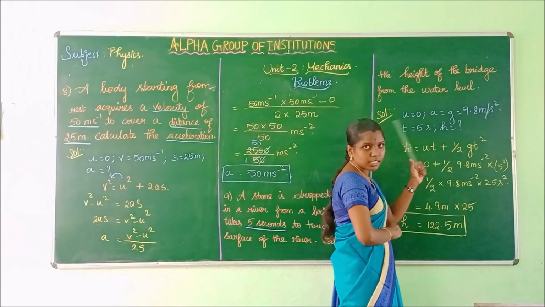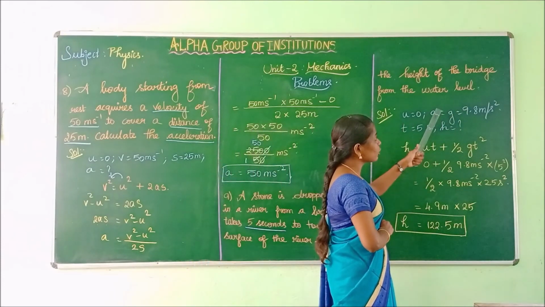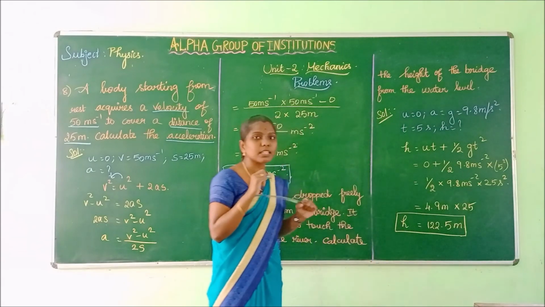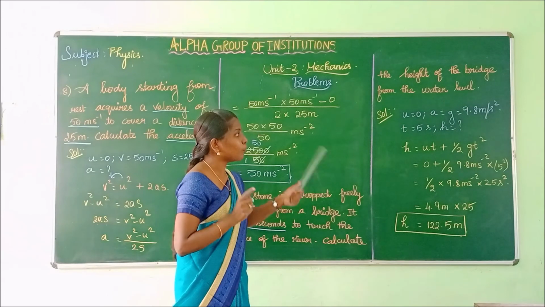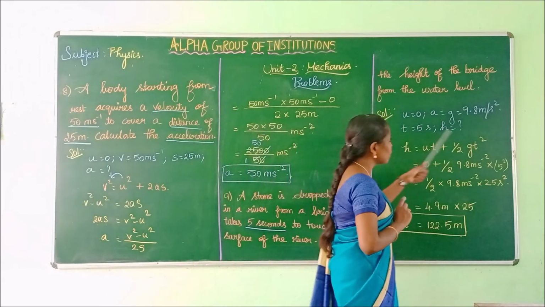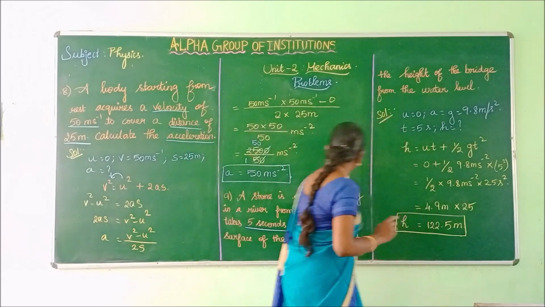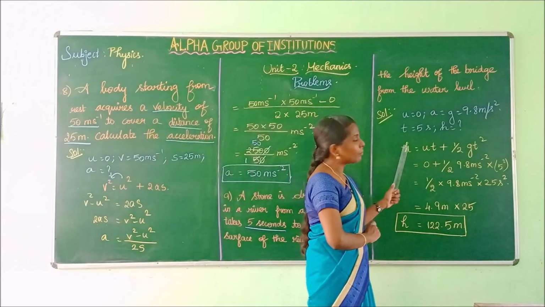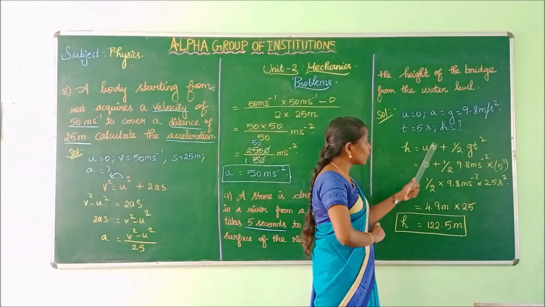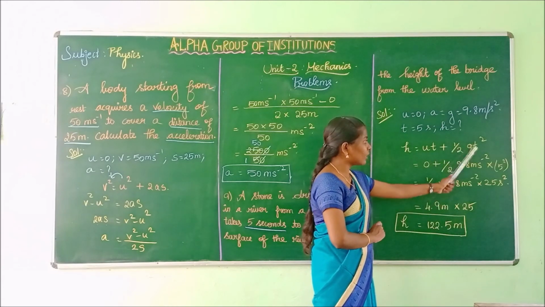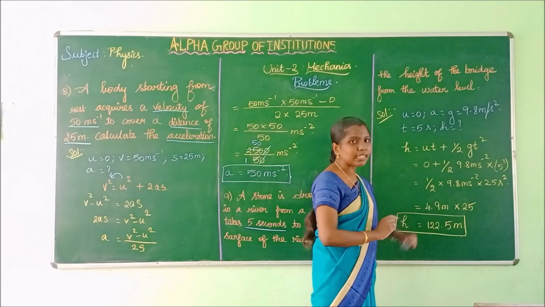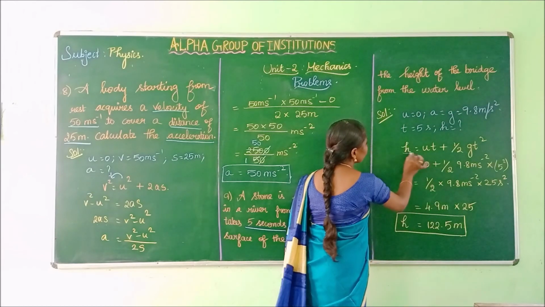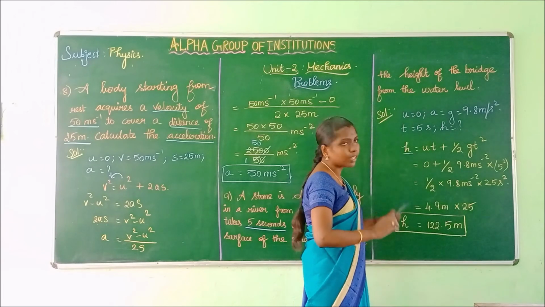Initial velocity is 0. Then a, acceleration. Acceleration due to gravity we have seen, right? What is the value for acceleration due to gravity? 9.8 meter second power minus 2. Then the value for time given here is 5 seconds. Substitute all the values in the formula. Height is equal to ut plus half gt square. Here g represents acceleration due to gravity. H is your height. You are going to calculate the height of the bridge from the water level.